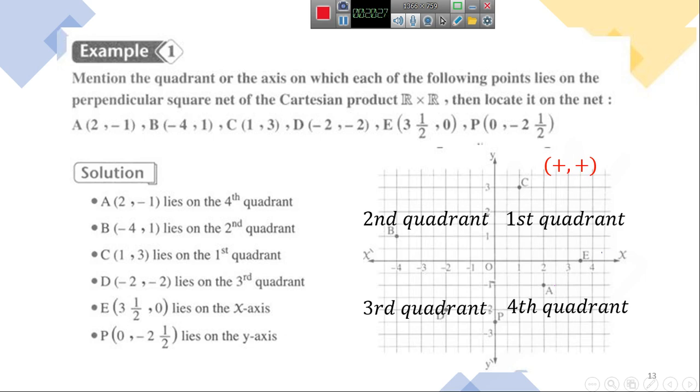What about the points on the second quadrant? You will find x is negative but y is positive. In the third quadrant, both x and y are negative. In the fourth quadrant, you will find x positive and y negative. This is the way to figure out in which quadrant the point lies. Then you can use this way.